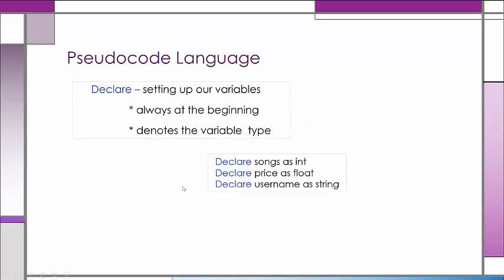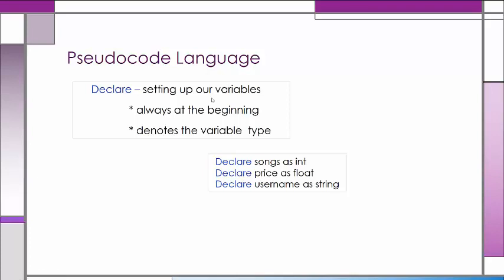Okay, so the first word we're going to use is the word declare. Notice I've put our keywords in pseudocoding in blue. We use the word declare when we're setting up our variables. We talked about variables in a prior video. The idea behind variables is that it's a storage place in memory. We've talked about that now.